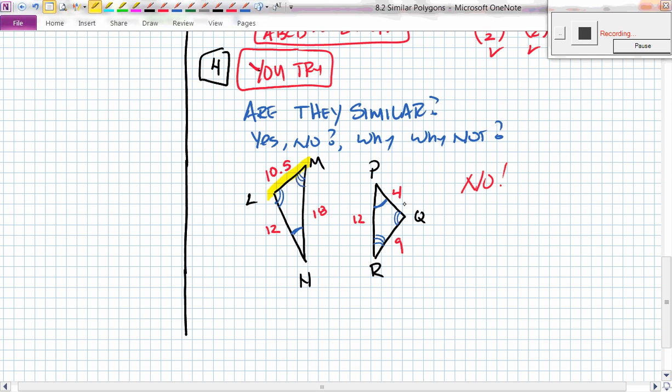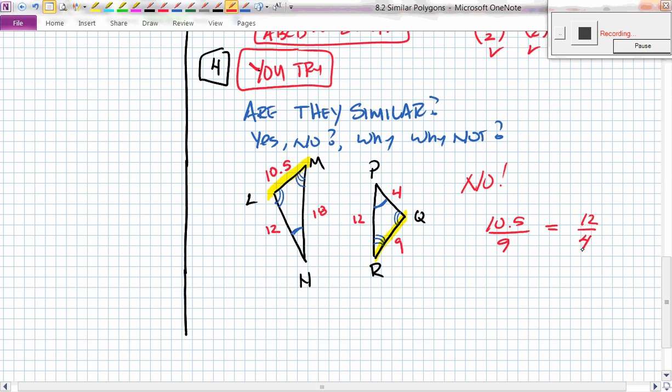I got LM, and it has to be in proportion to what? RQ. Do we agree? Is that the right setup for that? If I switch that around, is that the same setup? Yeah, it's the same setup, right? So is 10.5 over 9 in correspondence or in proportion to what? 12 and 4, right?